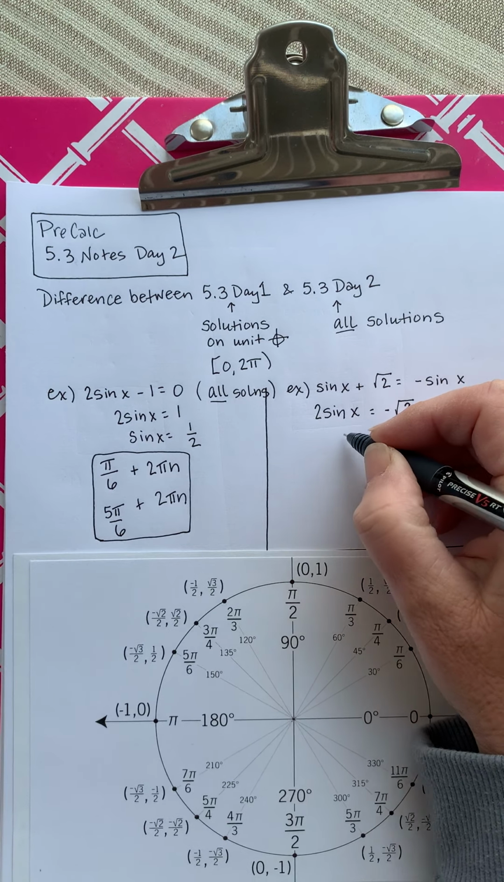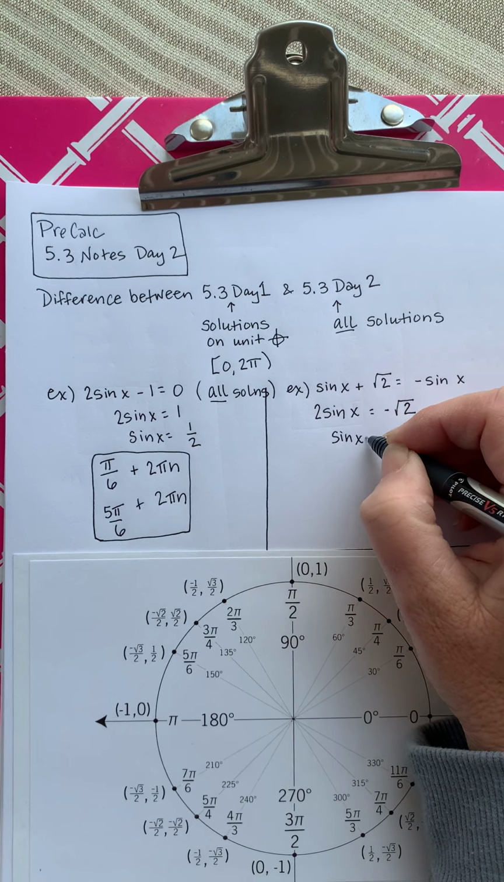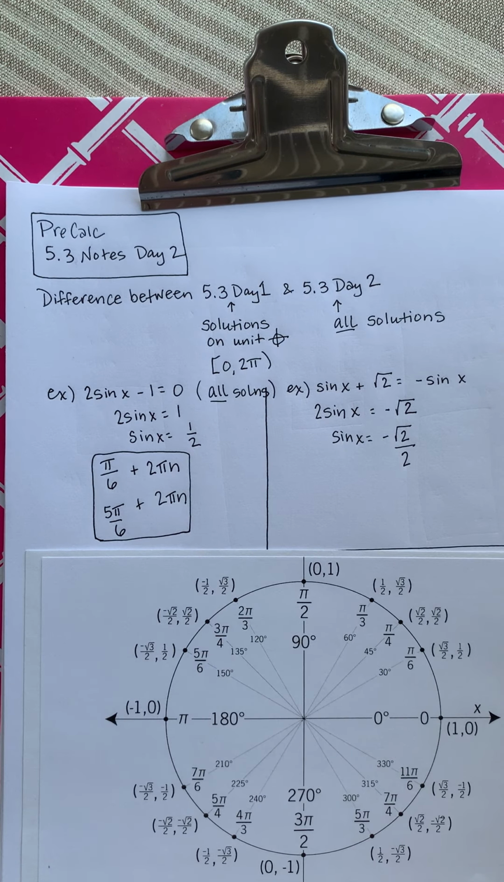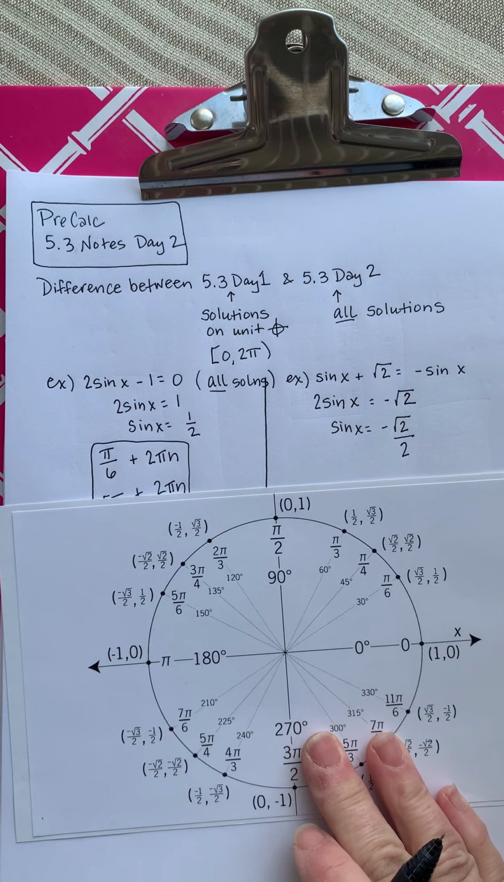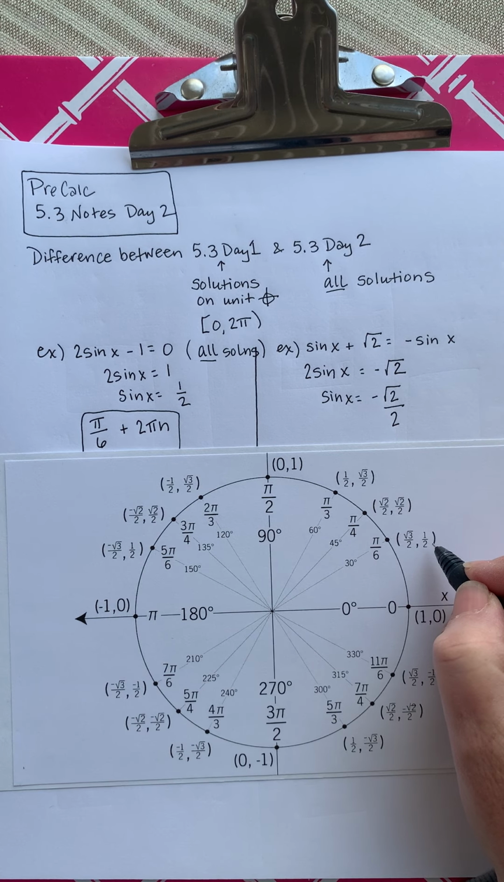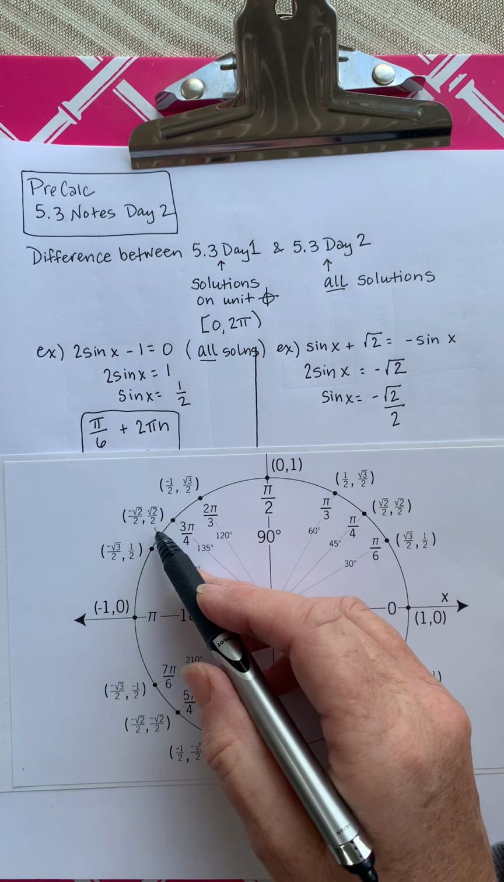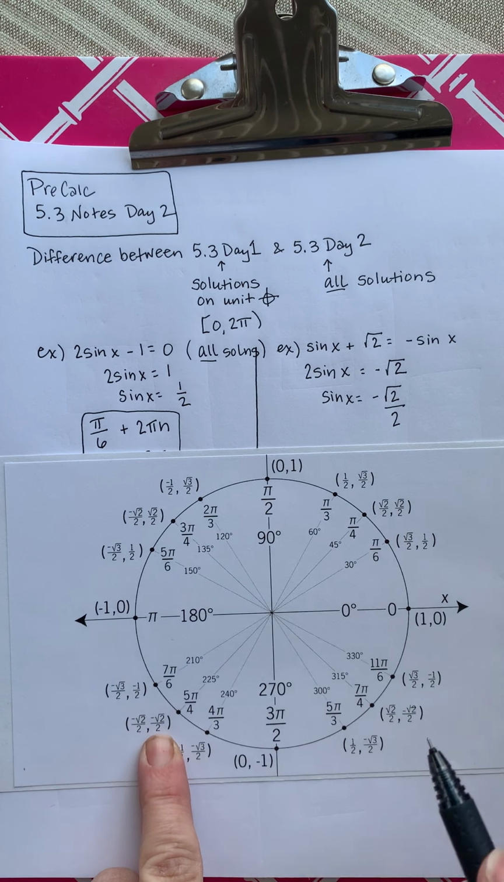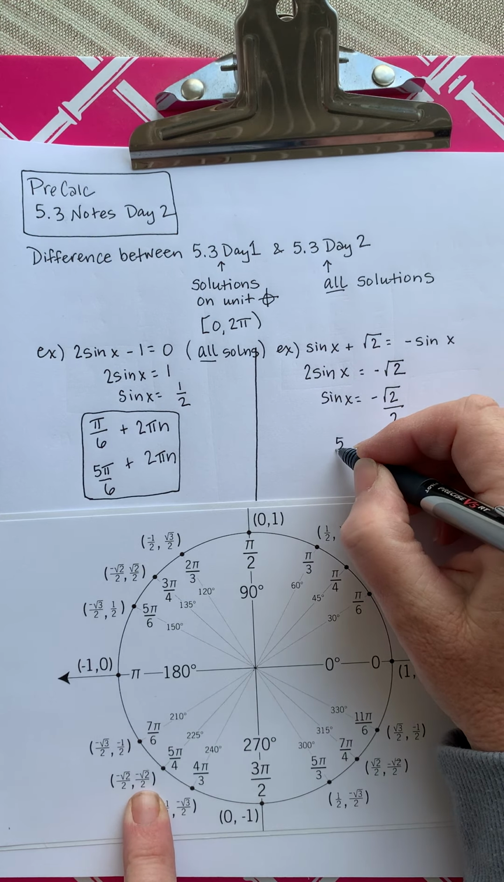And then I'm going to divide both sides by 2. So the sine of x is equal to the negative square root of 2 over 2. Okay, and I'm going to go to my unit circle and see when that's true. Sine again is my y value. So negative square root of 2 over 2, these are all positive. Oh, there I am. There's one of my answers.